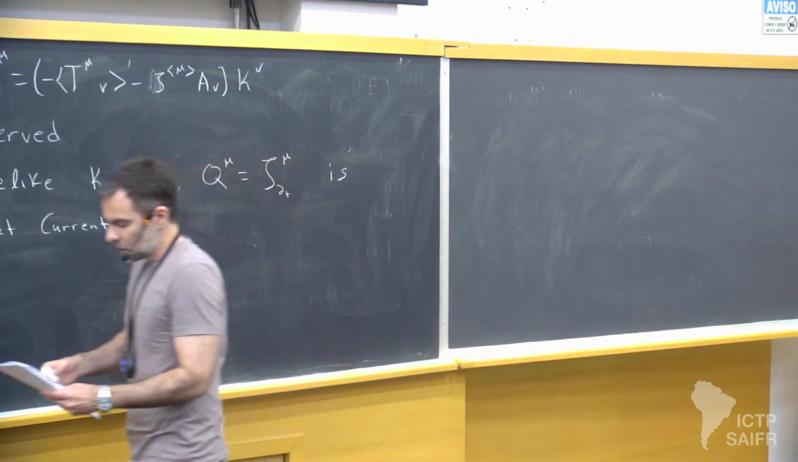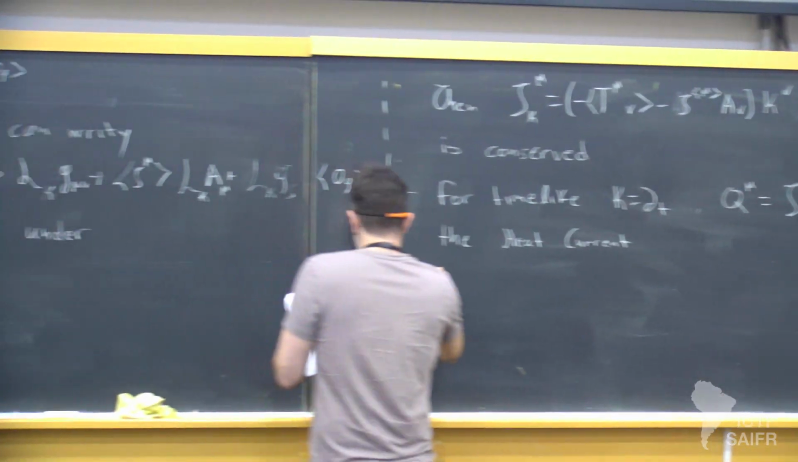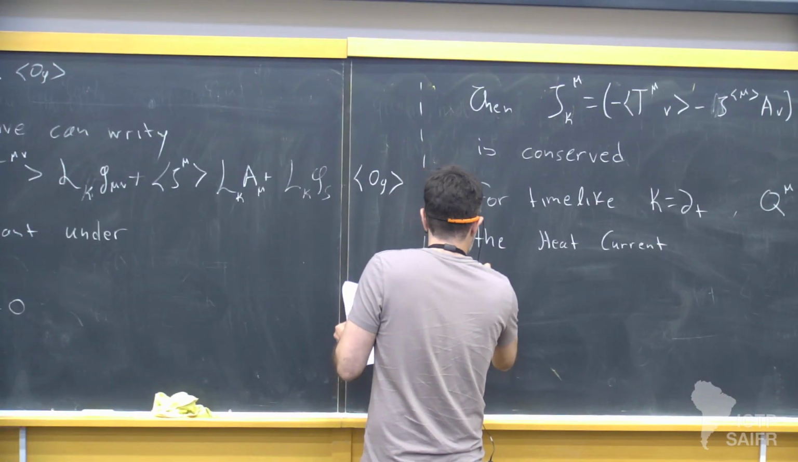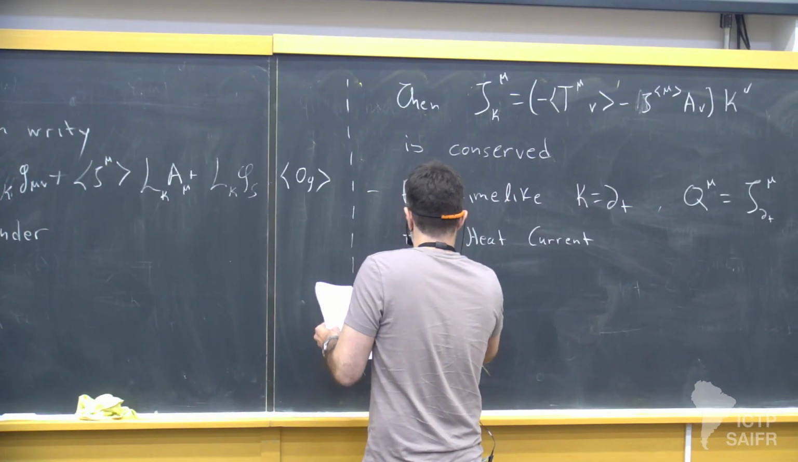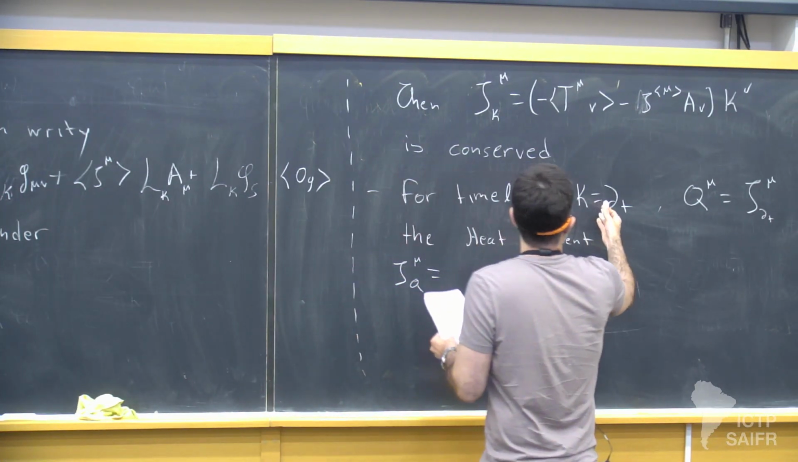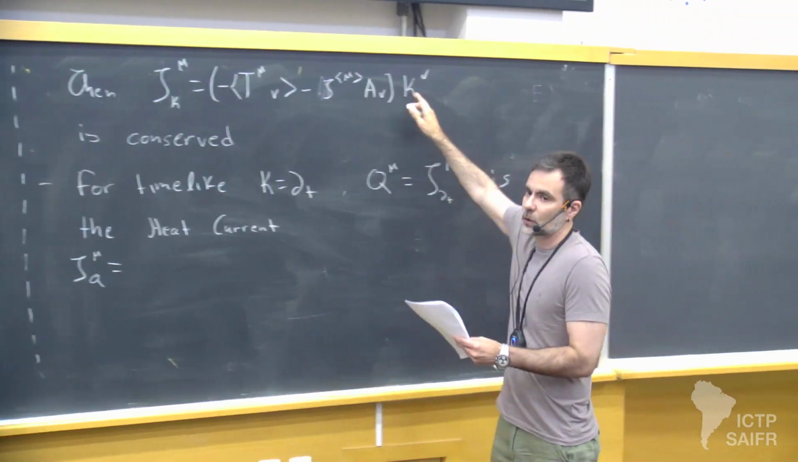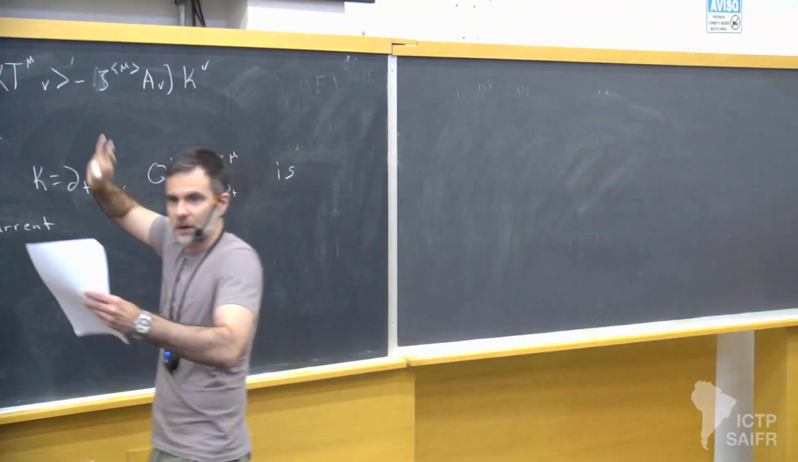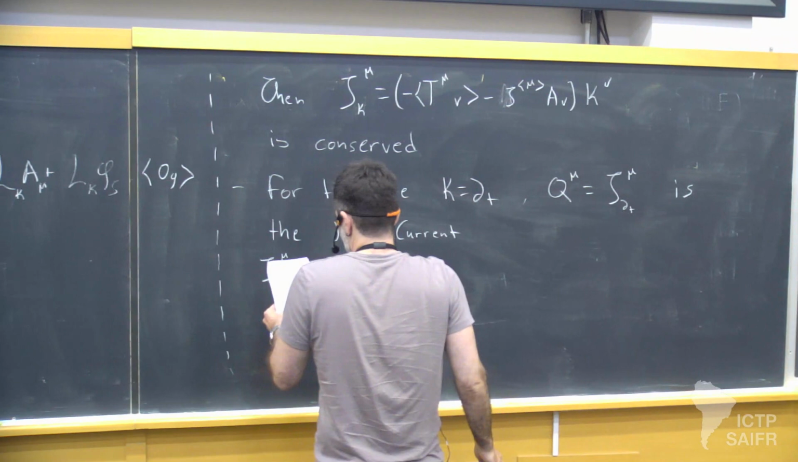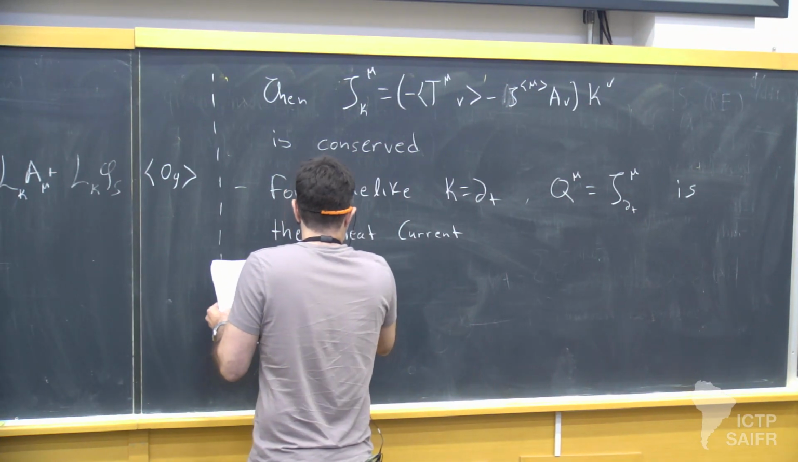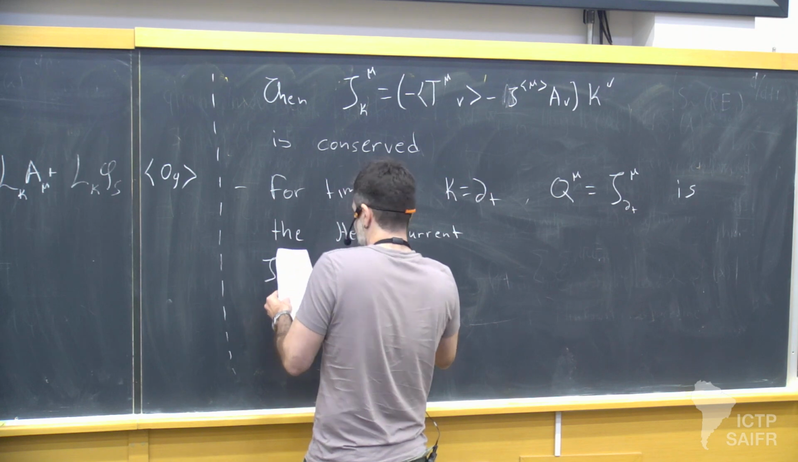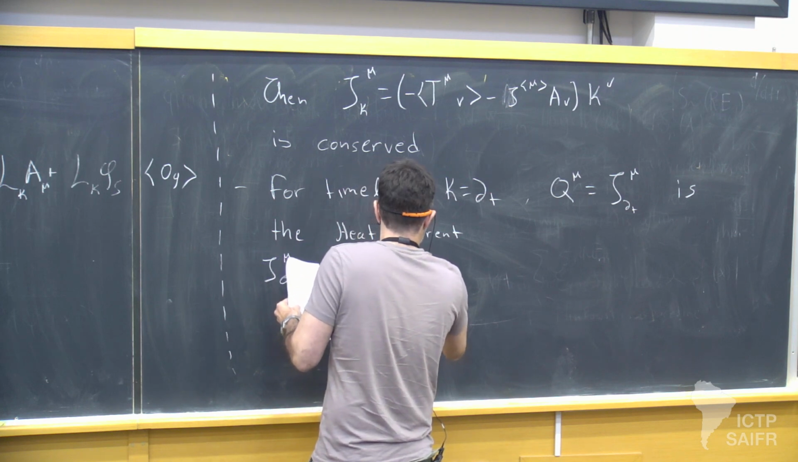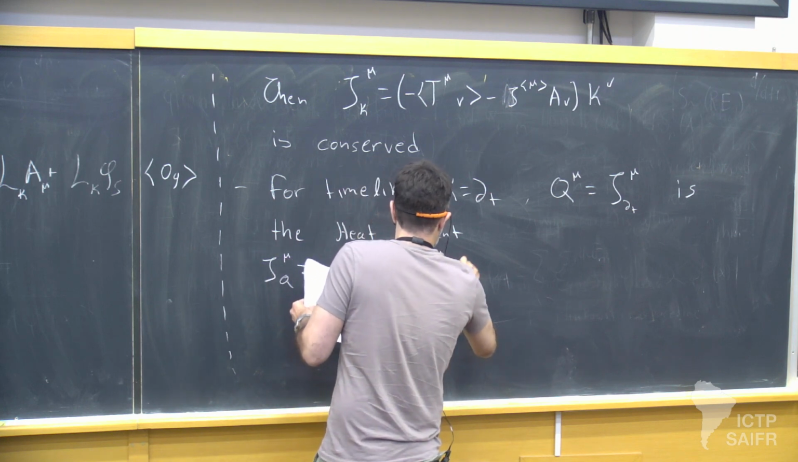Okay, so why do I want to call this the heat current? Let me first of all write down things in terms of the vector. If k is just partial t, there is only the kt component, which is non-zero. It's just 1. All the other components are 0. And so this current is simply minus T^mu_t plus j^mu A_t.